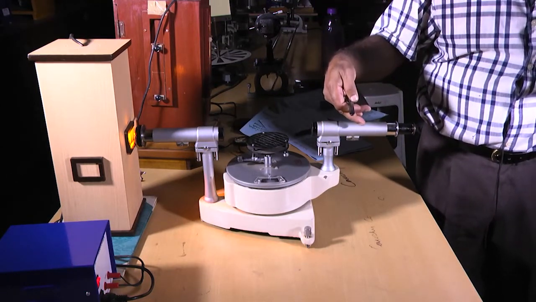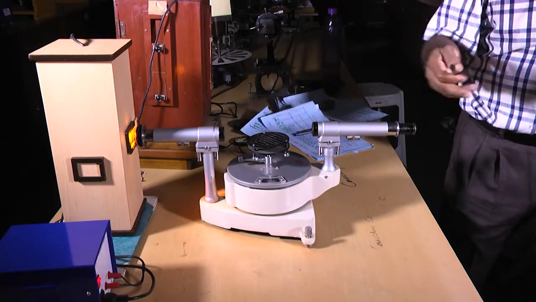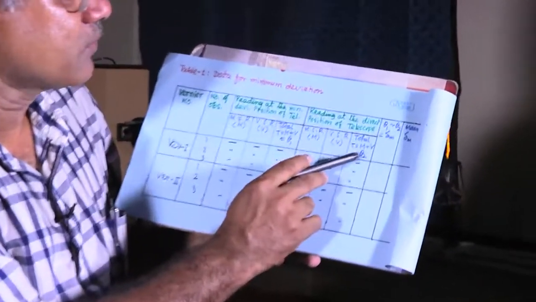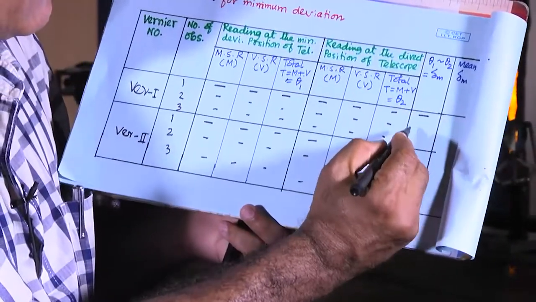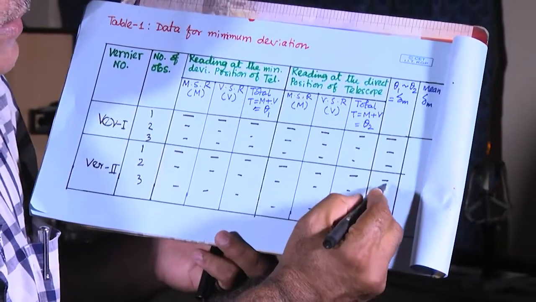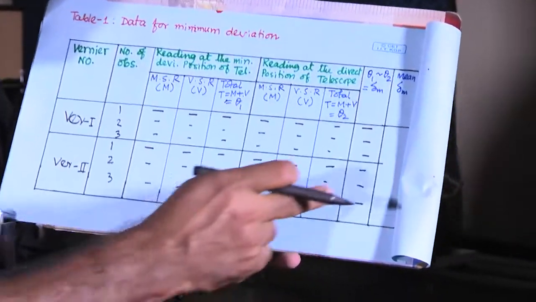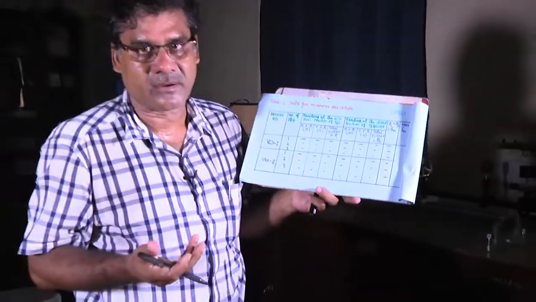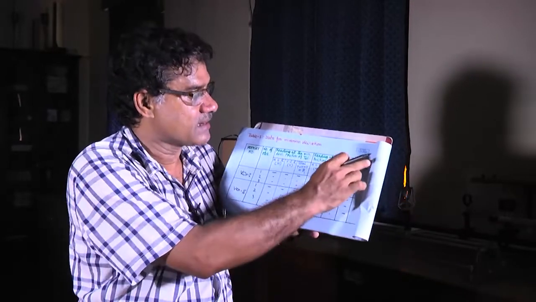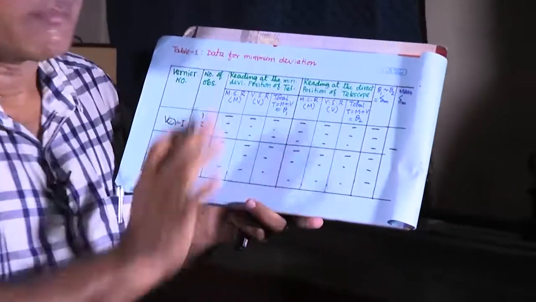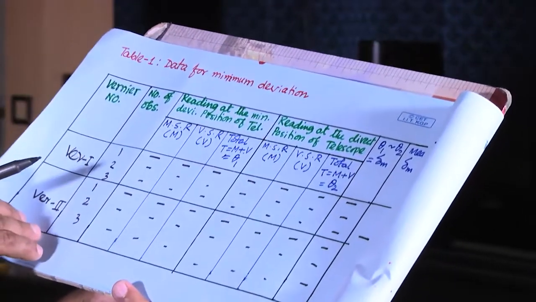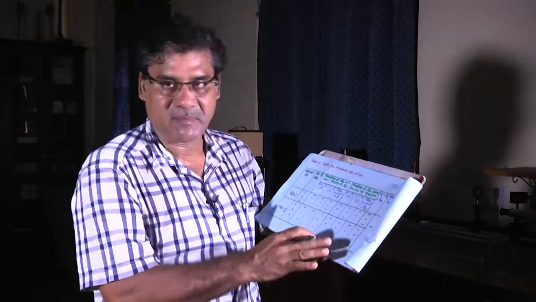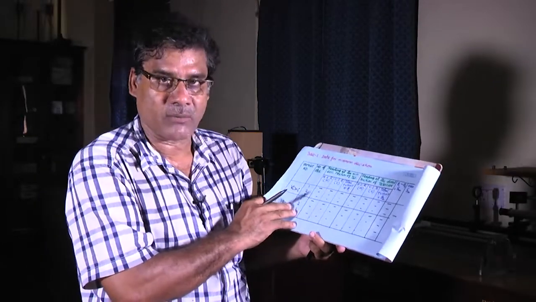Now if I take the difference of these two readings, I will get the angle of minimum deviation. Taking the difference of theta 1 and theta 2, I will get one data, then second, third, so again six readings. You should check that they differ only in seconds or minutes, and then take the average of the six data. That will be your minimum deviation position. This way one can measure the minimum deviation of a prism for a particular wavelength.